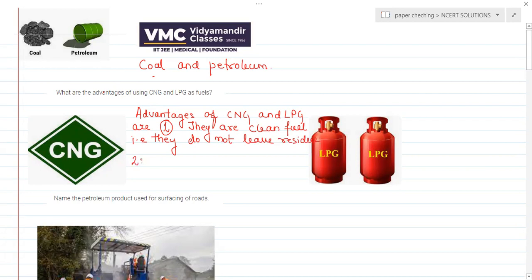Second, they have high calorific value. You can write all the properties of an ideal fuel in this answer, right? So they are clean fuel, that is, they do not leave any residue. They have high calorific value. Third, they can be easily transported.